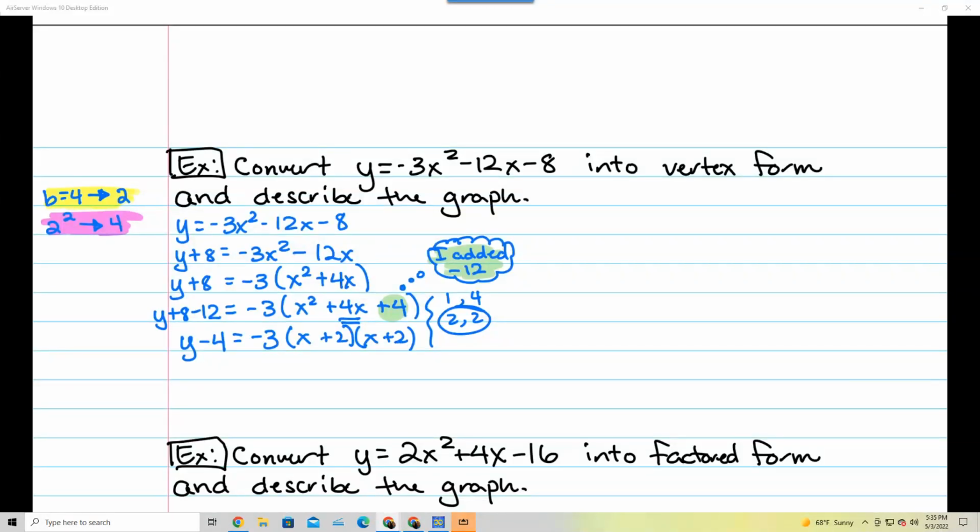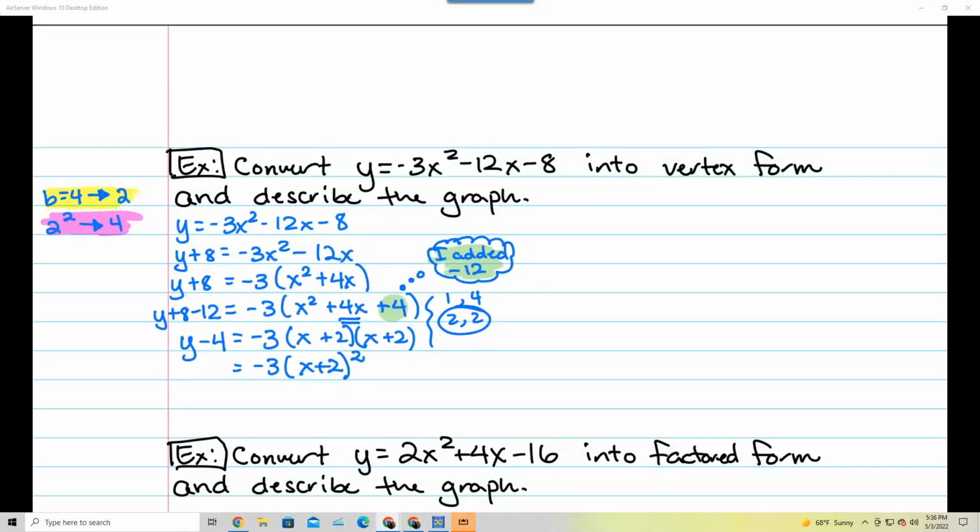Now, this is not a coincidence that you got the exact same thing twice, that x plus 2 times x plus 2. We completed the square, so you should get the same thing twice. If you don't get the same thing twice, you did something wrong. So on the right-hand side, I got -3 parentheses x plus 2 squared because I have 2 of them, okay?